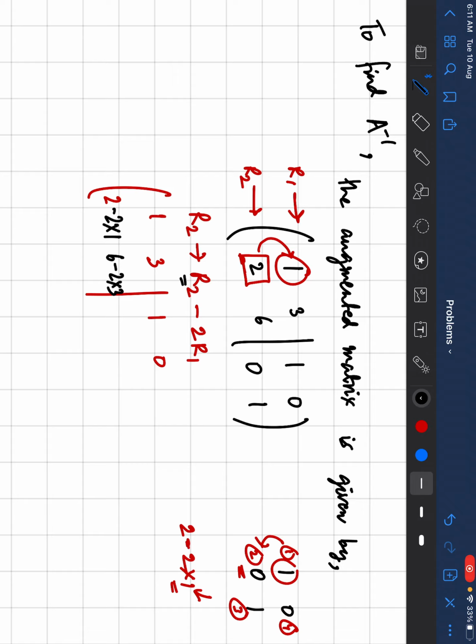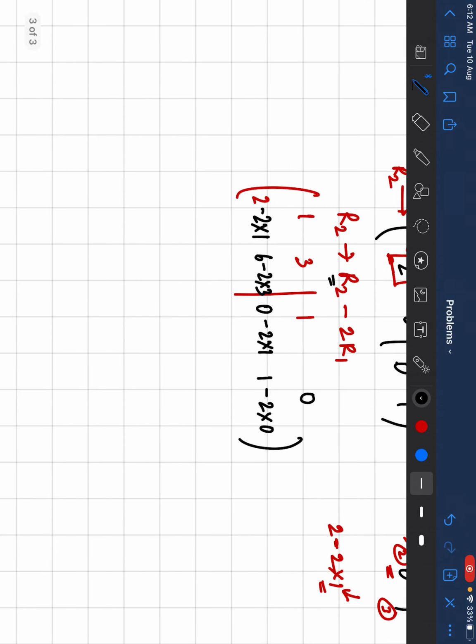Now the next one, the same thing we're going to do. Here the R2 element is 0. 0 minus 2 into the R1 element, which is 1. And the next one is 1, minus 2 into the R1 element, which is 0. You write here 0. So let me just write it nicely. Here I'm going to write 0. So what do we get?